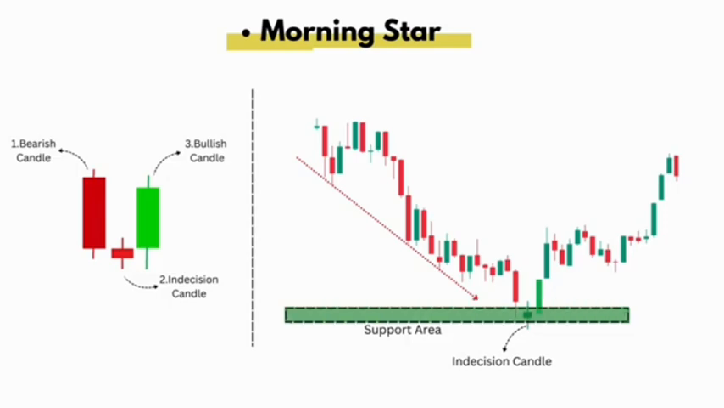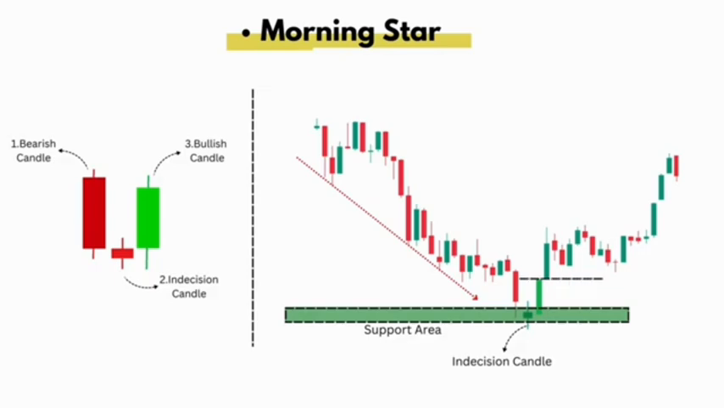How to trade the morning star. Draw a line at the high of the third bullish candle. Enter a long position when the next candle breaks above that level. Place your stop loss below the support zone and set your profit target at the first resistance level.